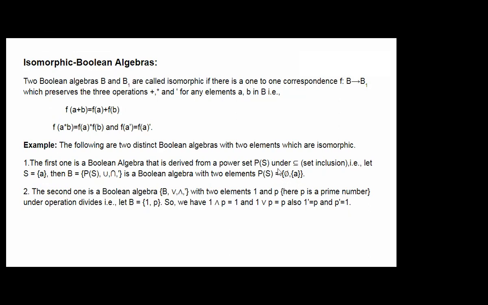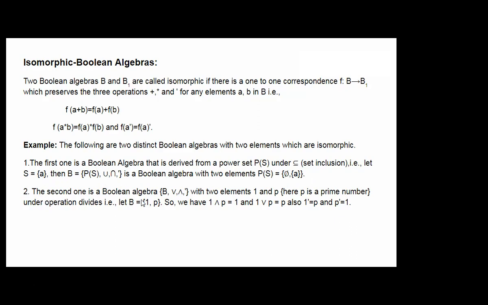Okay. Then what we can say is B is P of S, meaning again this one, phi and {A}, under the operations union, intersection, and complement. It is also a Boolean algebra, in which P of S is these two elements, because S given here is only A. Only one element is there.